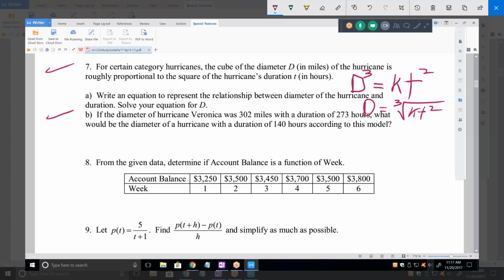So let's solve for k. Let's put in everything we know and hope that the only thing we're left with is k, and then we can solve for it. Got our equation, now fill it in. So 302 equals the cube root of k times 273 squared. 273 squared.